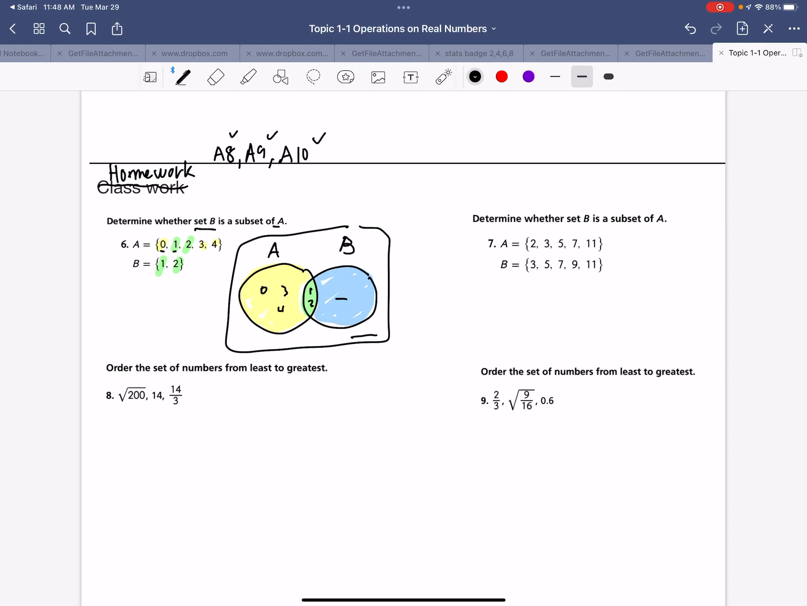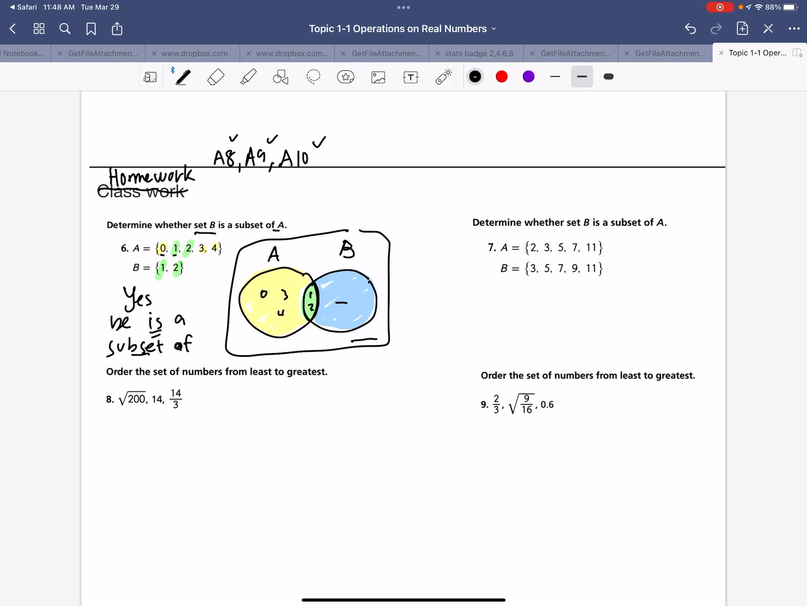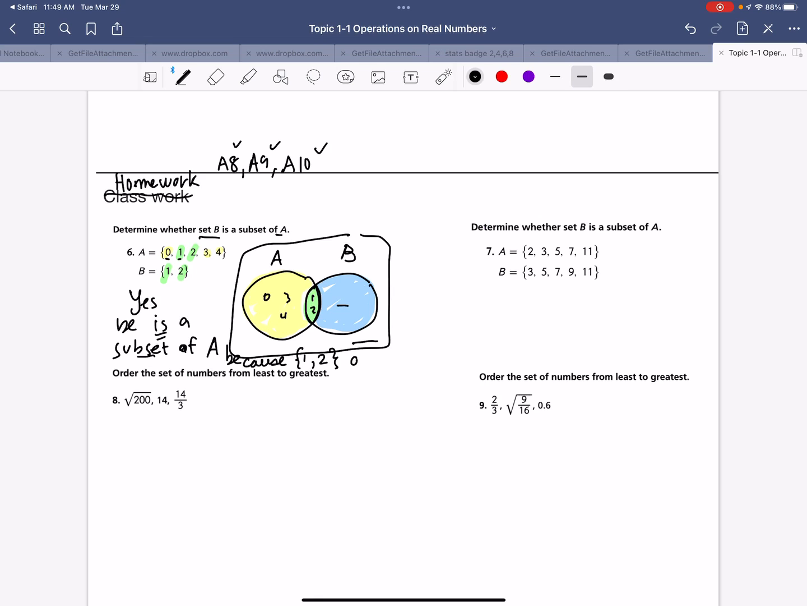The question is, is B a subset of A? Yes. B is a subset of A because the definition of subset is, is it all inside of there? Because the whole group, 1 and 2, are inside group A, 0, 1, 2, 3, and 4. Now, why is this important? Well, it's important because this is how we classify numbers as rational, irrational, integer, or whole number.